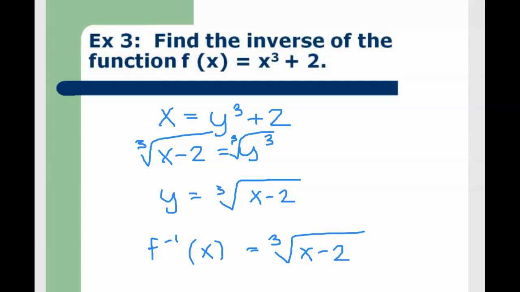And that is our answer, because again, we're just finding the inverse of that function. We know that x cubed had an inverse because it was 1-to-1. So x cubed shifted up 2 units will also have an inverse because it will also be 1-to-1. It will just be shifted up 2 units.